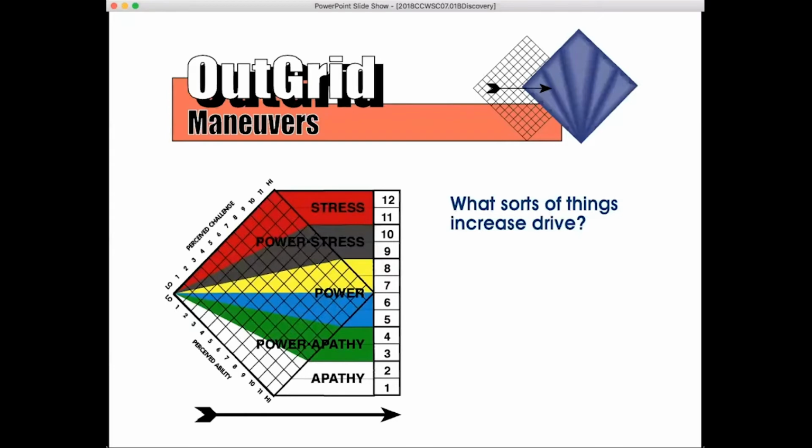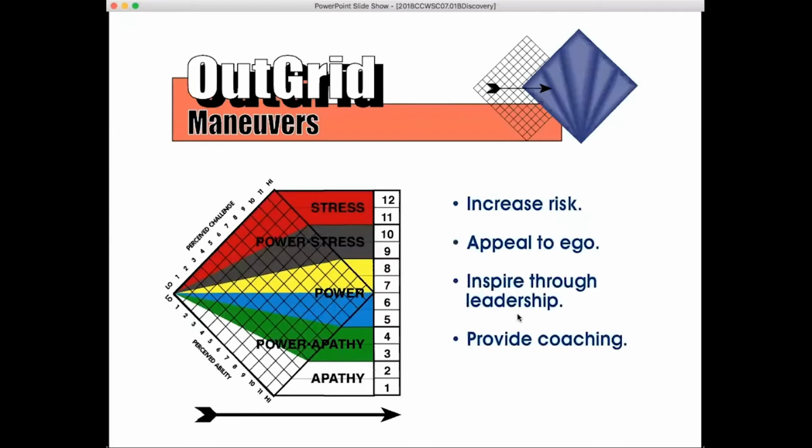Okay, so these are the things that increase drive. In order to move someone further out grid, number one, increase risk. So again, I've already lowered their level of tension or raised their lower tension, so I've gotten them into the general vicinity of power. Now I can start moving them out grid by increasing the risk. What does increase the risk mean? It means take a chance. Step into the unknown.